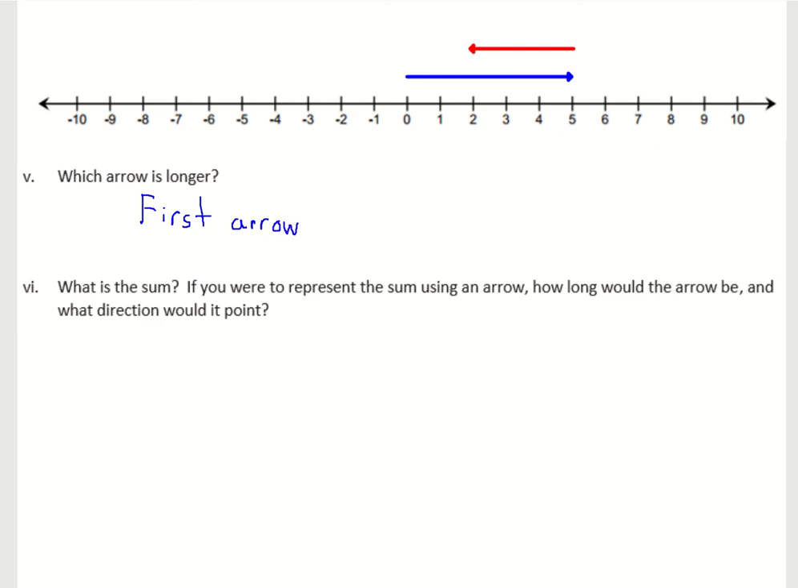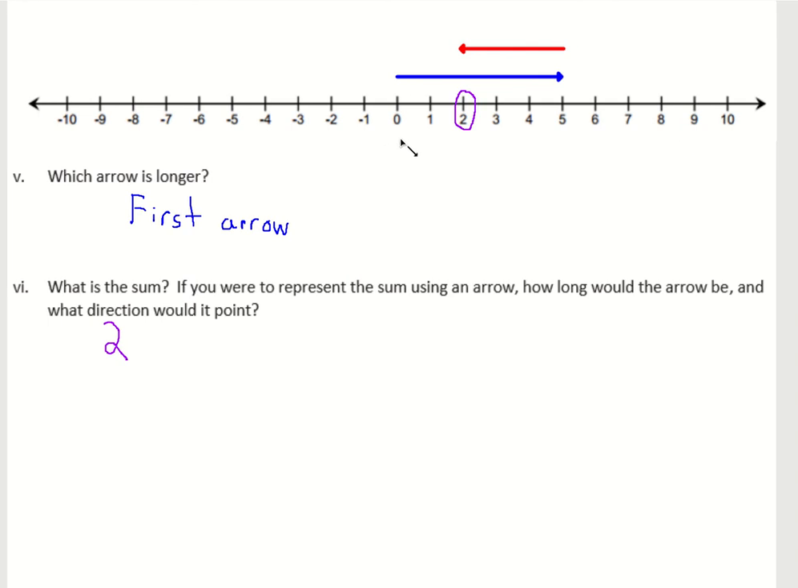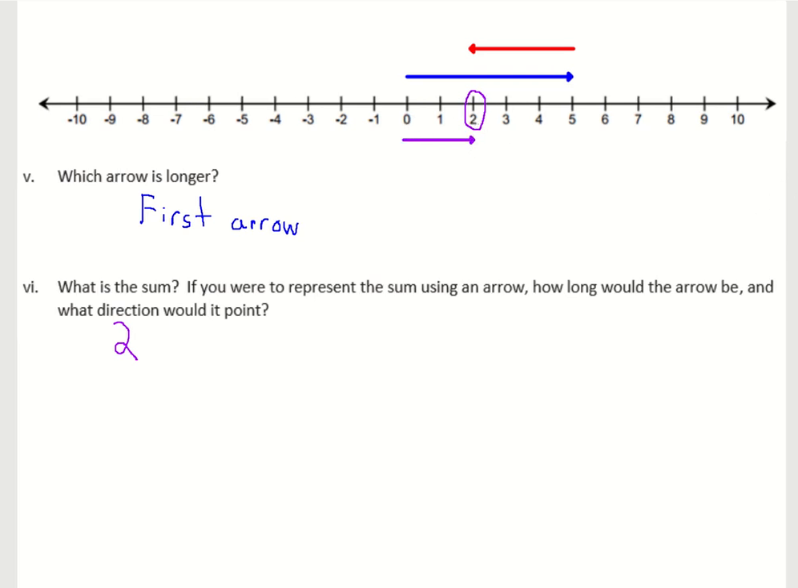And then what's the sum? Well, just like normal, when I want to find the sum, I need to just find where the head of my last arrow lands, and circle it. So my sum is 2. If I was to represent that sum using an arrow, how long would it be and in what direction? Well, it's going to be 2 long. It's going to be to the right. To get from 0 to 2, I need to go 2 to the right. So I'm going to say it's going to be 2 to the right.